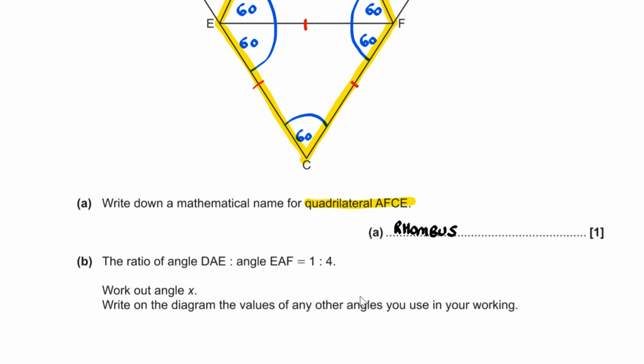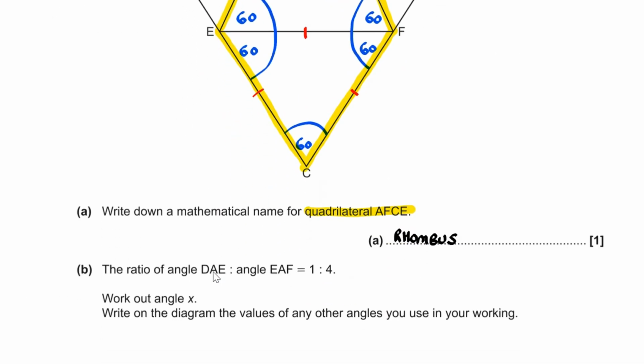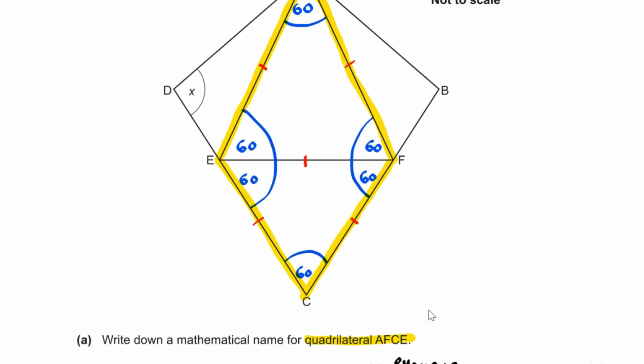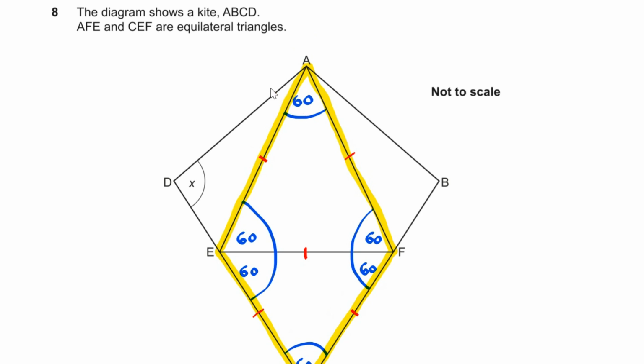Now for part B, the ratio of the angle DAE to the angle EAF is 1 to 4. We have to work out the size of angle X. We write on the diagram the values of any other angles we use out in our working. Well, this angle is a quarter of this angle, which is 15. So we have 15 degrees over here.